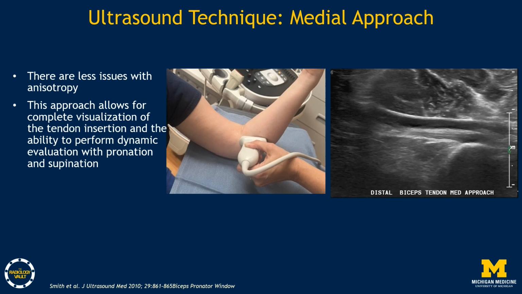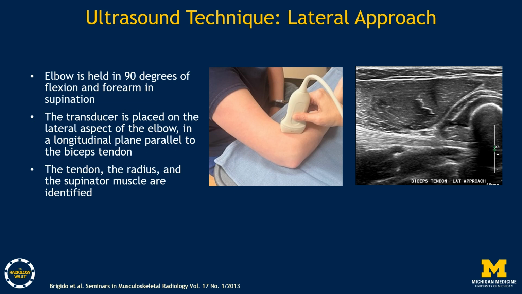Now moving to the lateral approach, the positioning of the elbow is very similar to the medial approach. We have the elbow flexed at 90 degrees and the forearm in supination. So we place the transducer on the lateral aspect of the elbow in a longitudinal plane parallel to the biceps tendon. And here we have the corresponding sonographic imaging.